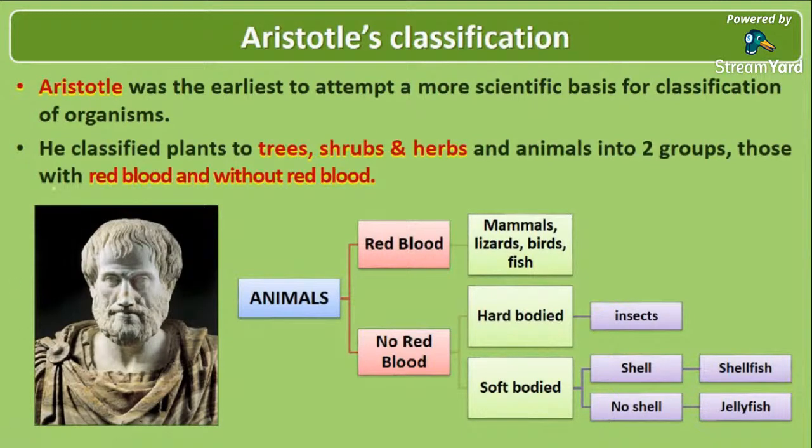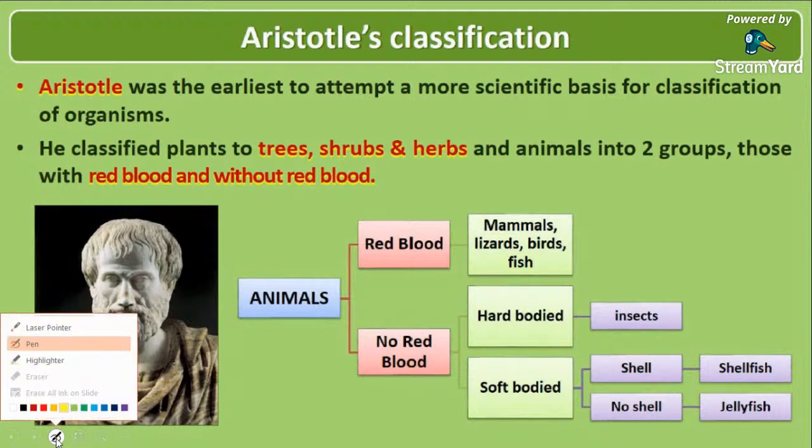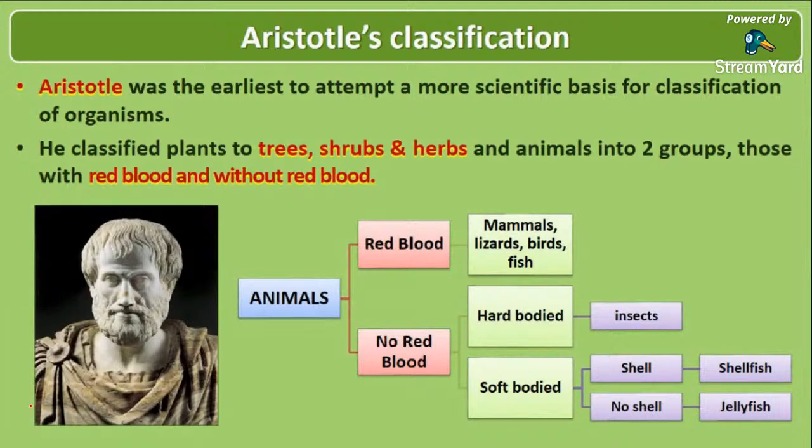Yes, Aristotle made the earliest attempt at classification on a more scientific basis. This is the very first question, one from a previous year: who was the scientist who made the earliest attempt at classification on a more scientific basis? That is Aristotle. He divided plants into trees, shrubs, and herbs. As you all know, trees, shrubs, and herbs are the very basic classification of plants, and that was the earliest classification on a scientific basis, done by Aristotle.